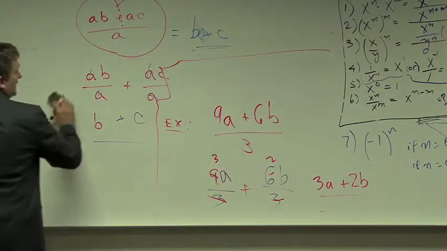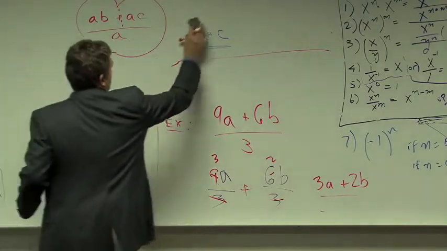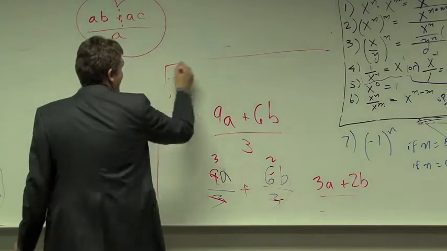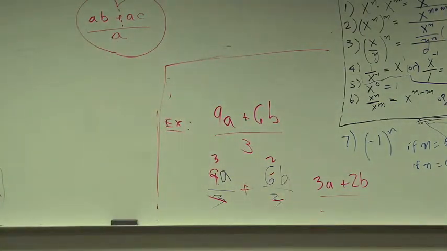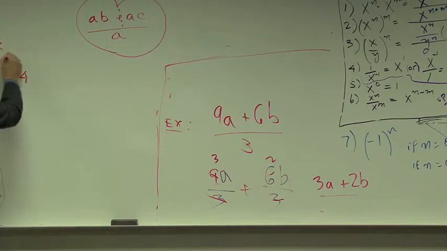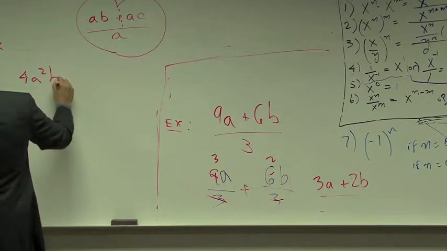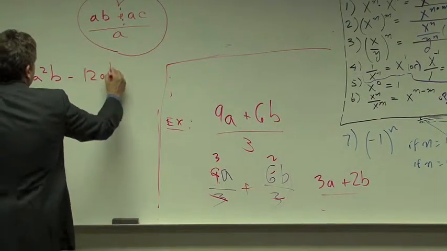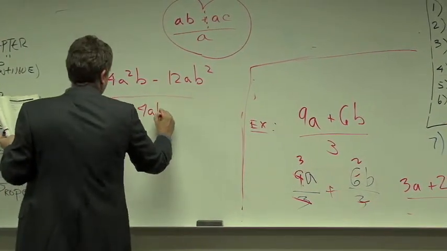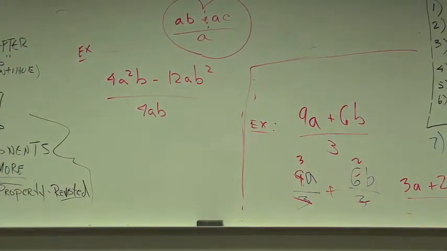It gets a little trickier when you have negatives involved. And this is where things go crazy. Let's get a negative in there. Let's try this bad boy here. Another example. So I got 4A squared B minus 12AB squared all over 4AB. Well, not just negatives, but multiple variables.